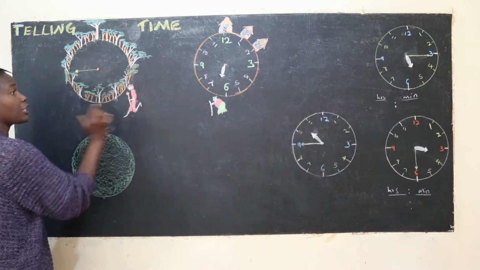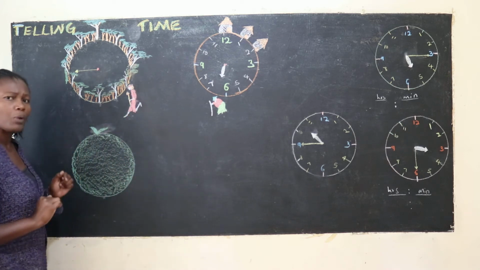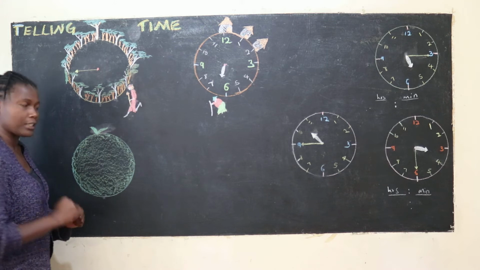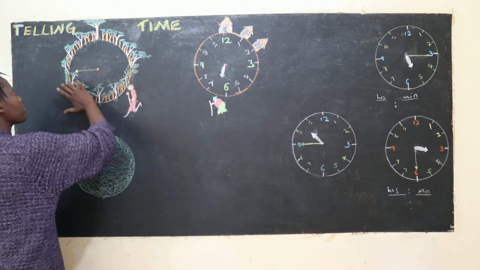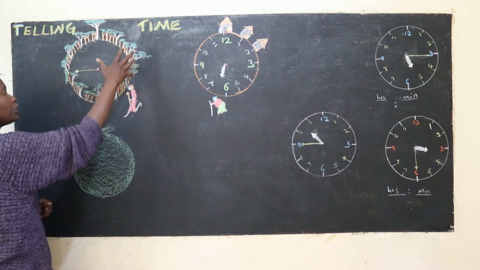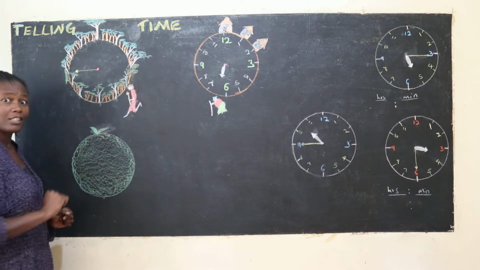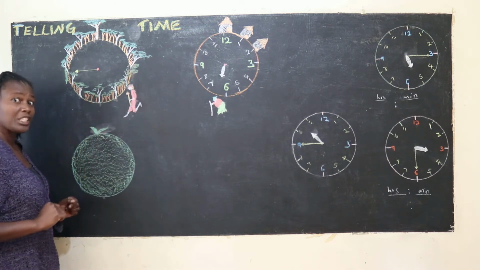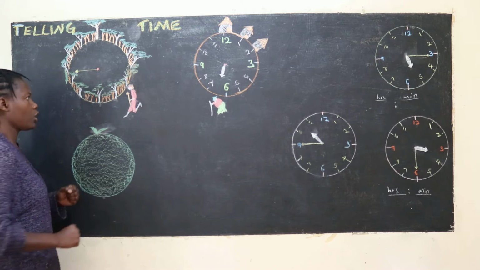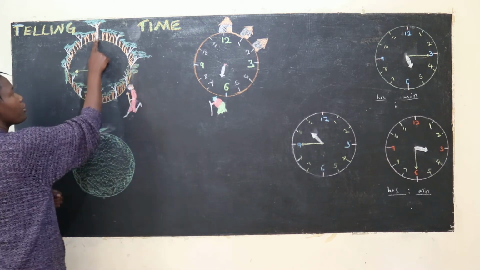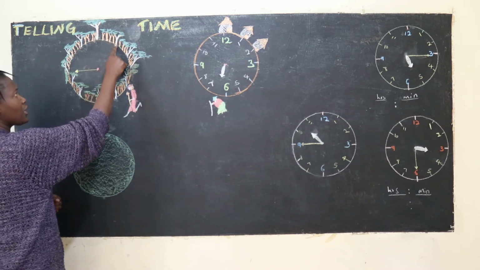And see, this is a Moran, and you know that the work of the Moran is to protect the land. The Moran keeps on running around the village to protect the land from the enemies, and they do it in turns. They are really strong. So this Moran begins from here, and he counts as he runs.